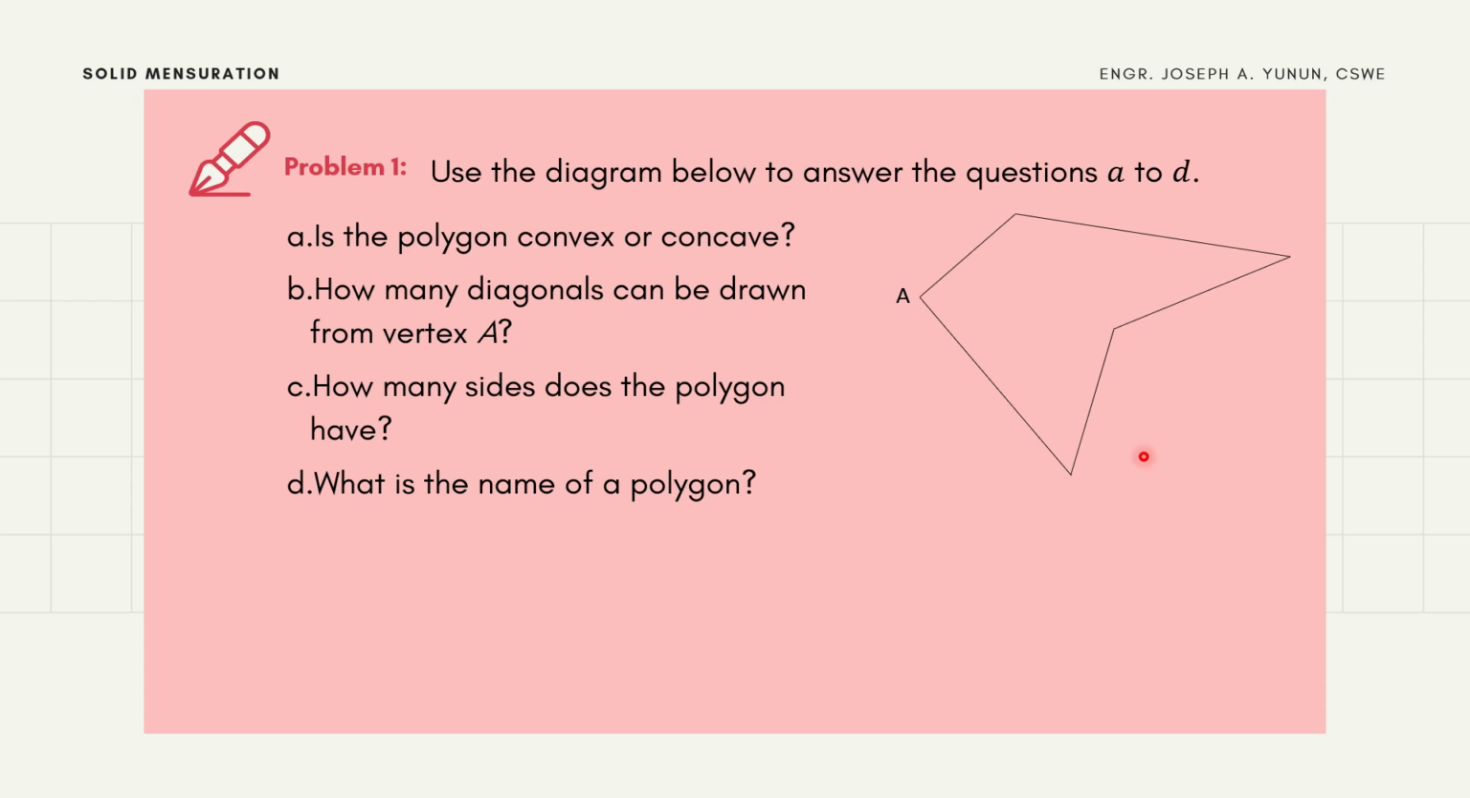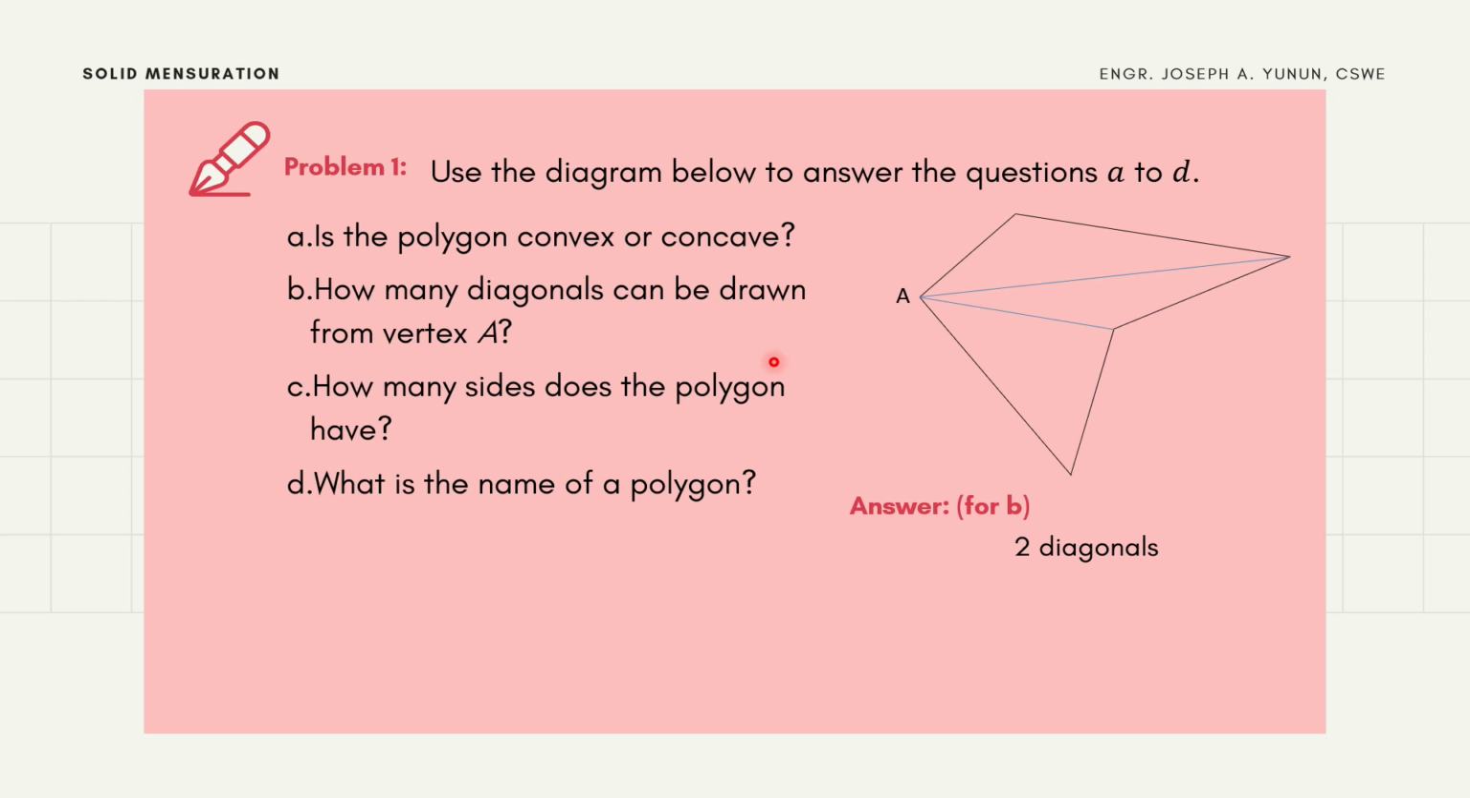So for letter B, how many diagonals can be drawn from vertex A? When we say diagonal, from a vertex, that is a line drawn to a non-adjacent vertex. This one is a side, so it is connected to an adjacent vertex, similar to this one. Non-adjacent should be connected from point A to a non-adjacent vertex, similarly to this one. So probably there are two diagonals that can be formed or drawn from vertex A.